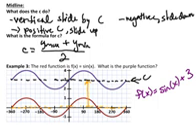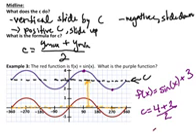You can also check with your formula. C is equal to the max plus the min over 2. The highest point on the purple function is 4. The lowest point on the purple function is 2. Divide that by 2. That gives you 6 on the top over 2, which is 3. So that c value is 3. Our midline is 3.